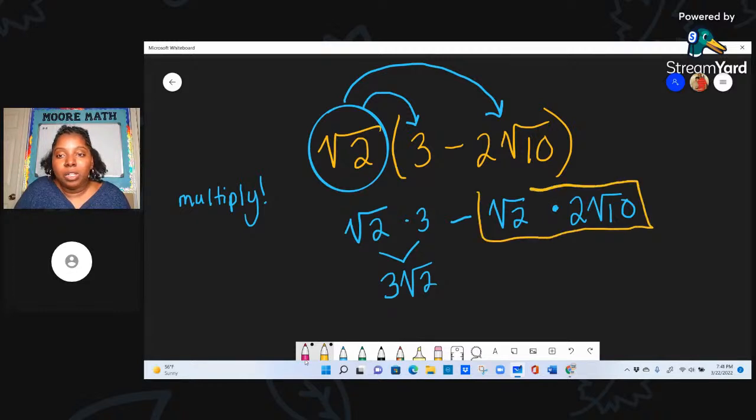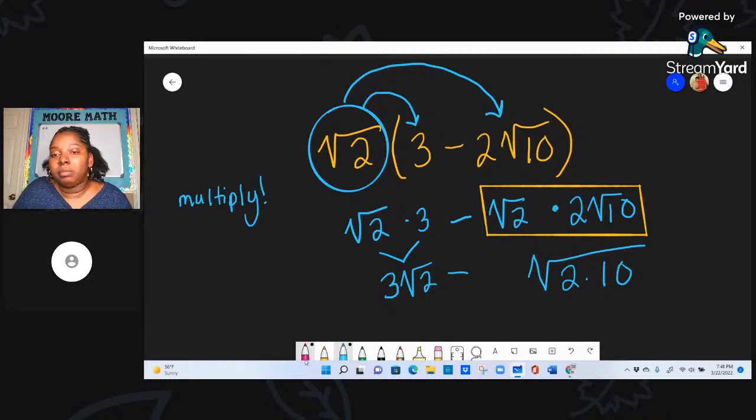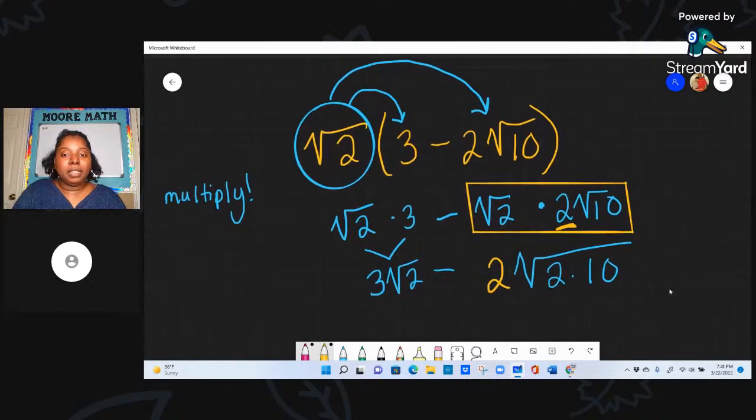Okay. So what 2 things can I combine and put under the same square root sign? Square root of 2 and then the square root of 10. Excellent. Okay. So I'm going to combine the square root of 2 and the square root of 10. And what do I bring down from here that I haven't used yet? The 2. The 2. Excellent. So I haven't used this 2. So I'm going to bring down the 2. Okay. Still following me? Yes, ma'am.